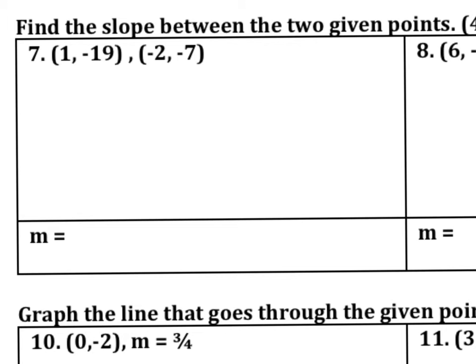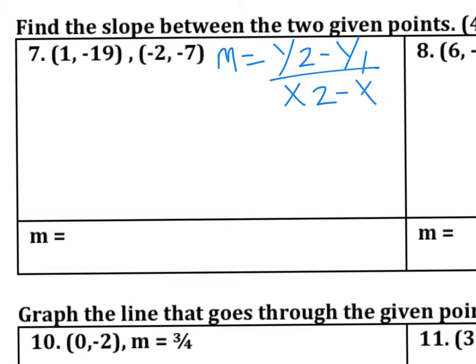All right, in order to find the slope from two numbers, or 2 points, first you need to know the slope formula. So slope is m, and the slope formula is y2 minus y1 over x2 minus x1. All right, so let's take a look at our points.